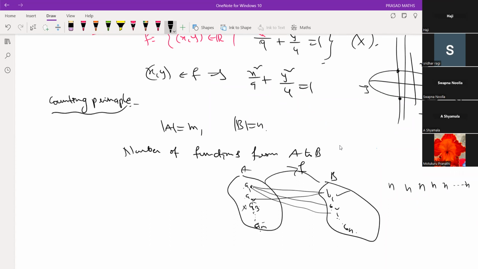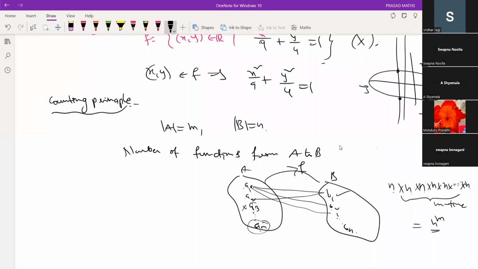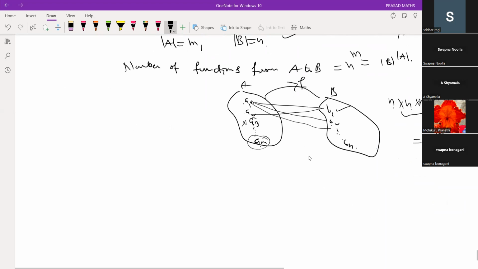Therefore, the total work is done. If the work is done in n ways, n ways, n ways, then by the product rule this can be written as n into n into n into n. How many n's? m of them. So this is nothing but n power m. Therefore, the total number of functions is cardinality of B whole power cardinality of A. Right? This formula works only for finite sets.